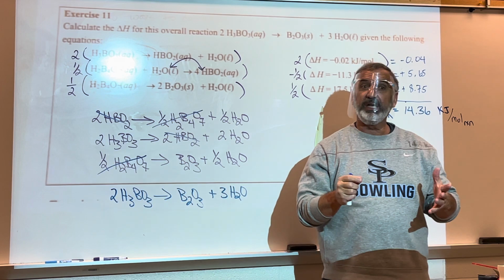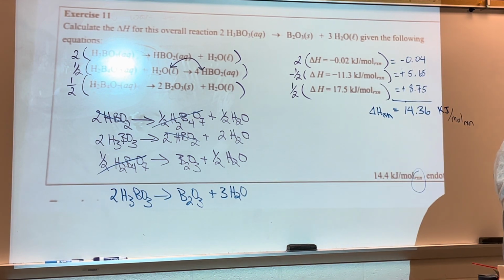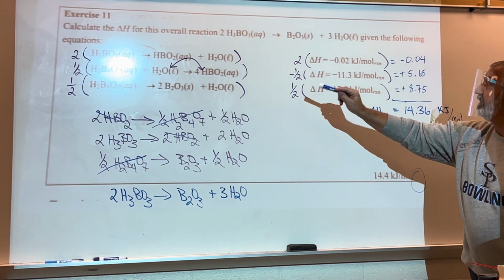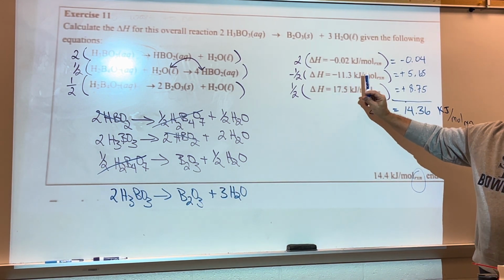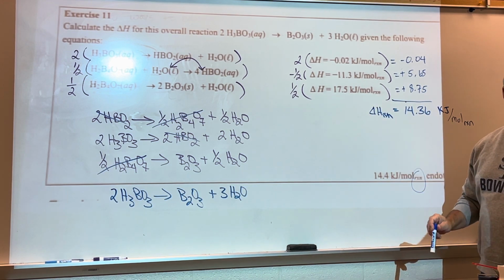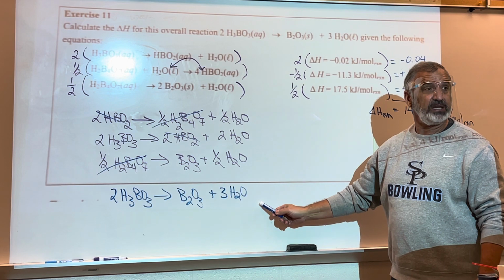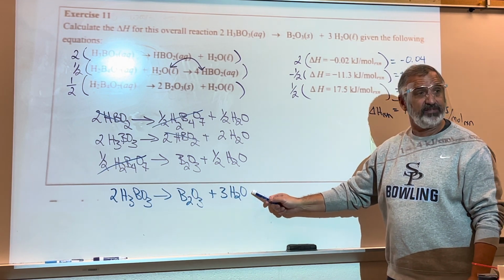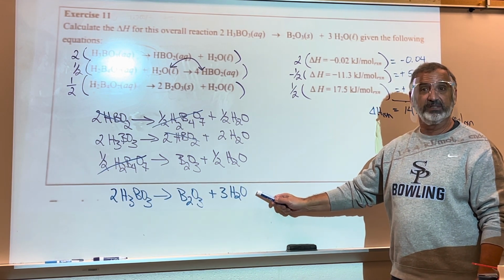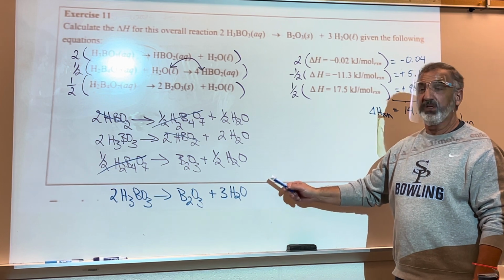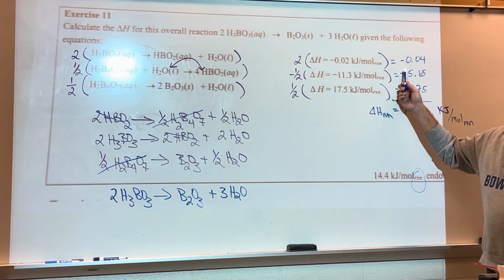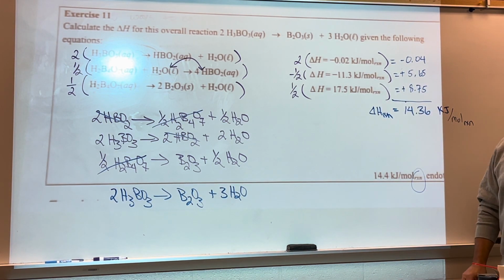So you can manipulate the equations: you can multiply by 2, you can multiply by 1/2, you can reverse equations to get things to the other side. But whatever you do to the equation, you have to do to the delta H. But Hess's law, since it's a state function, it doesn't matter what path you take. If you can get to the same final answer, the delta H is going to be the same. But the delta Hs are additive, is what Hess's law really says.